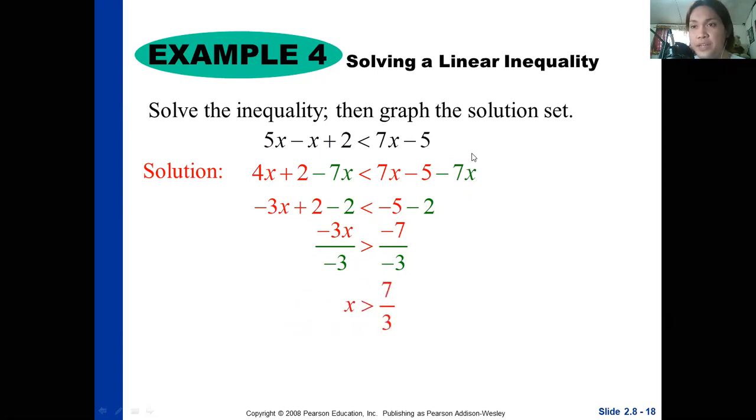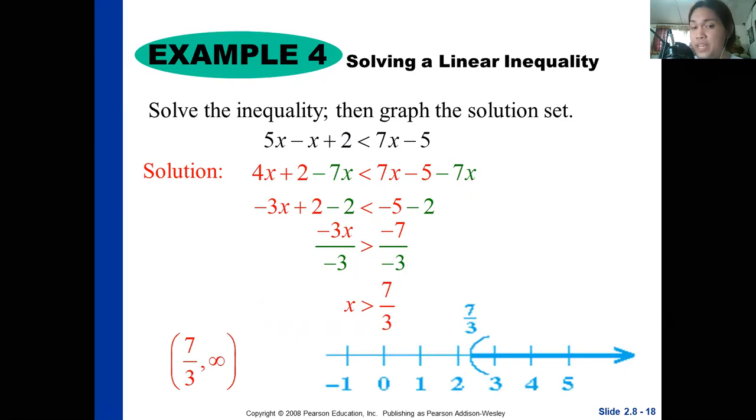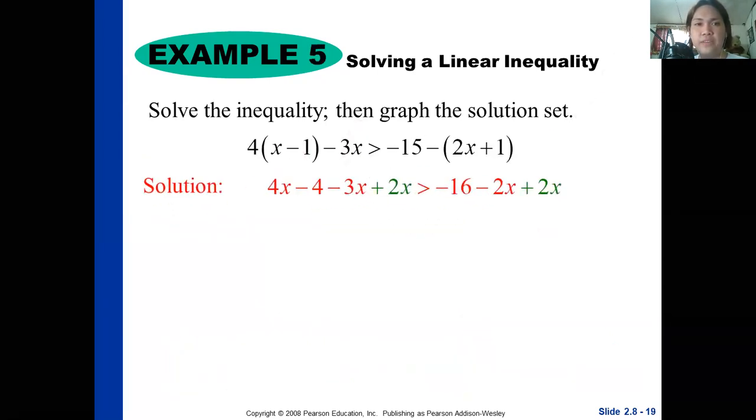So we have x greater than 7 over 3, or you can write it as 7 over 3 going to positive infinity, as projected on the screen. It shows that the graph is going to the right side because our solution set tells us x is greater than 7 over 3, so it goes to the right side of the number line. So let's have another example.